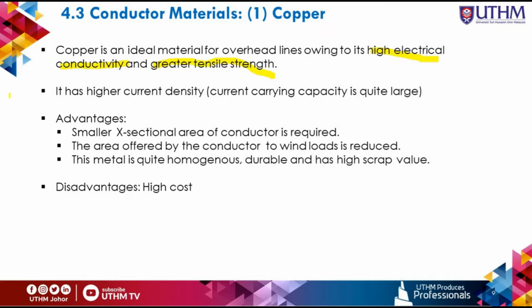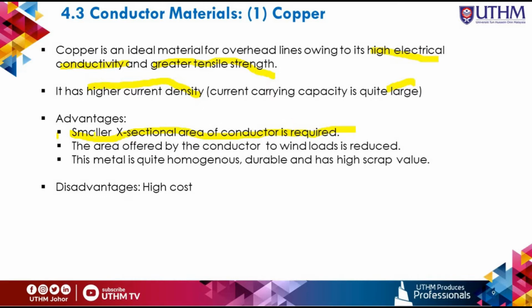So copper also has higher current density, which means the current carrying capacity of copper per unit of cross-sectional area is quite large. This will lead to three advantages. The first one is that a smaller cross-sectional area of conductor is required, because it has high electrical conductivity.